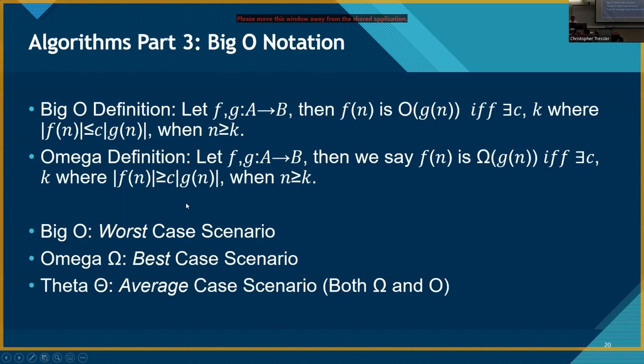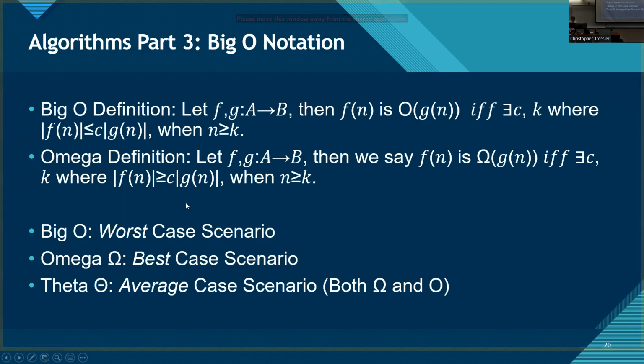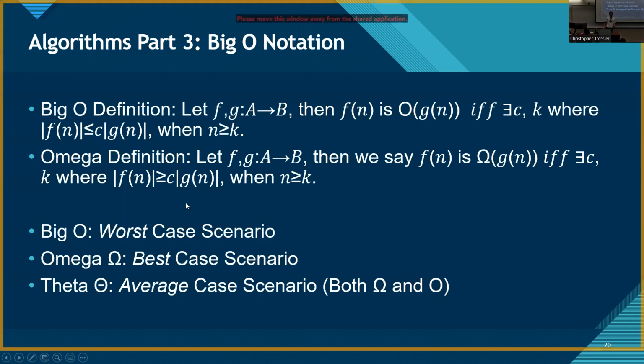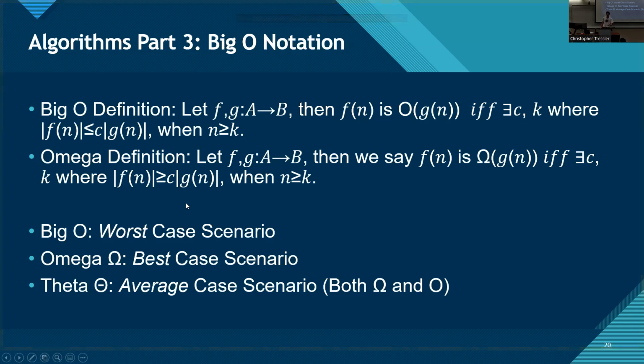For omega, and so O gives us our worst case, because it means that we are having more iterations than the original function. For omega, we're doing the opposite. We're having a function where if we put a constant in front of it, it's going to be going to infinity slower, which means that it is a best case scenario. And then you have theta, which is basically when you have both O and omega. We call that average case. When you have a function that maybe you put one constant and it's going faster, you put another constant and it's going slower.